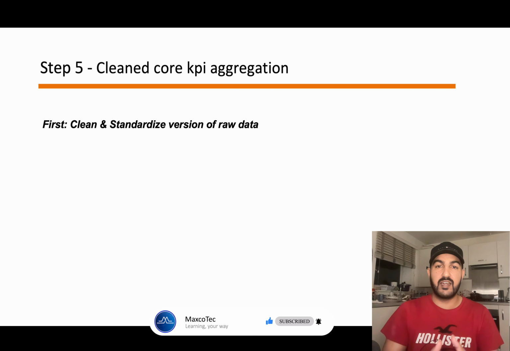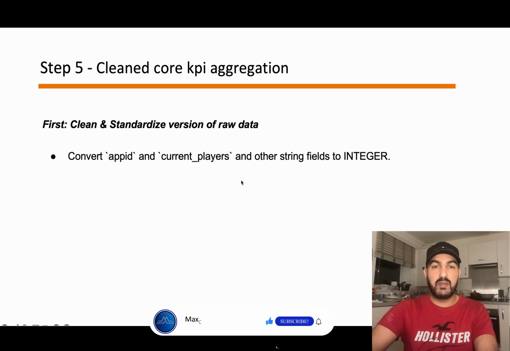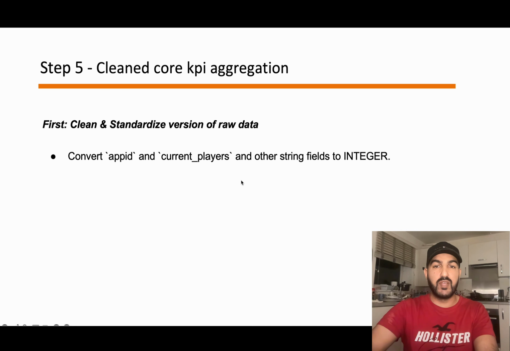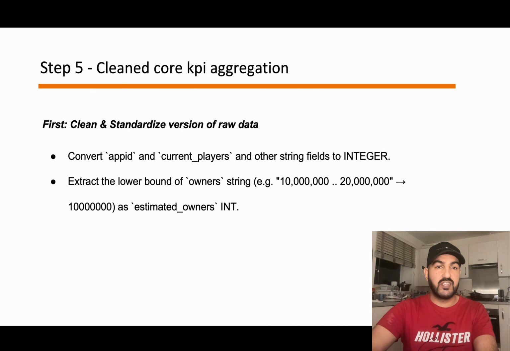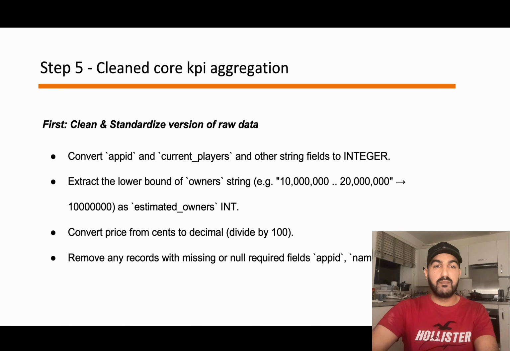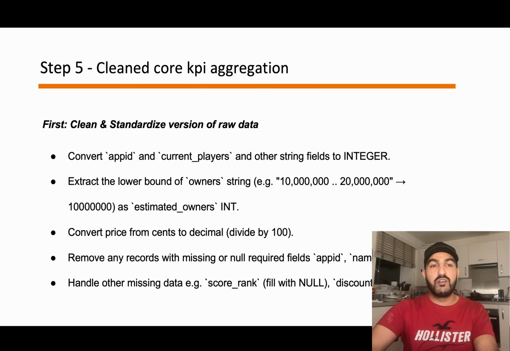So after I did that, this is what I've found to be cleaned. We'll convert the app ID, concurrent players, and other numeric strings to integer, parse the owners range, and extract the lower bound as estimated owners in integer, converting the price from cents to decimal. We'll drop rows which are missing required fields like app ID and name. And we are also going to fill or default optional fields, like score ranks to null or discount to 0.